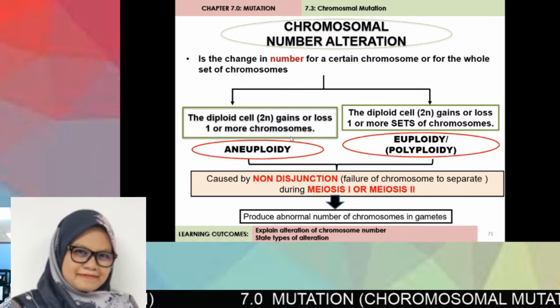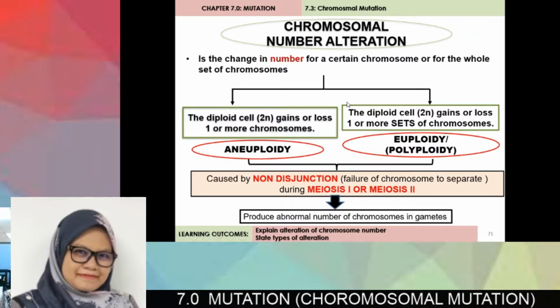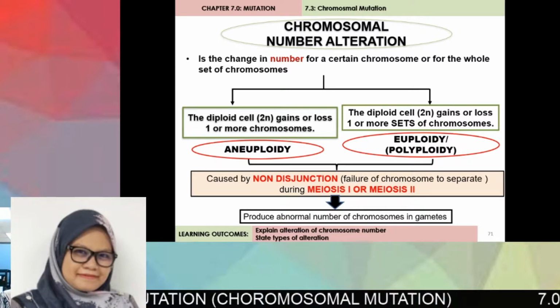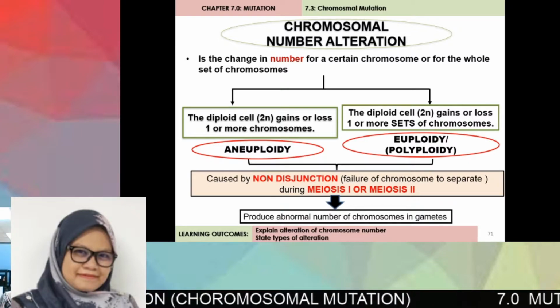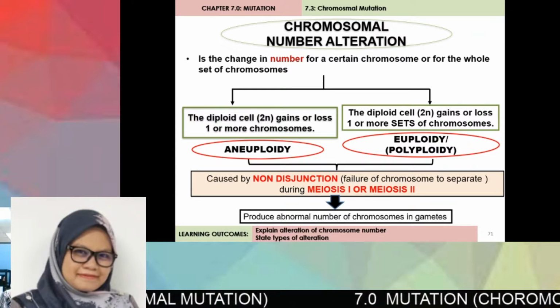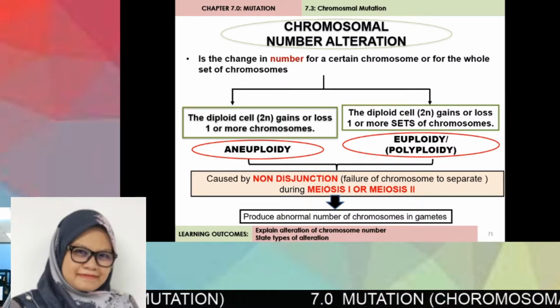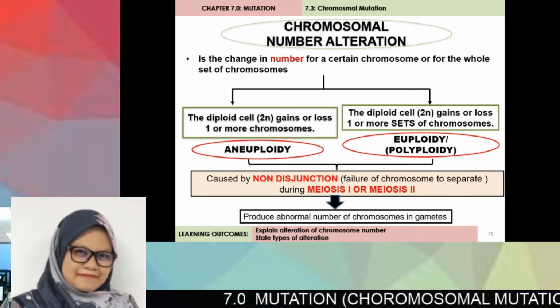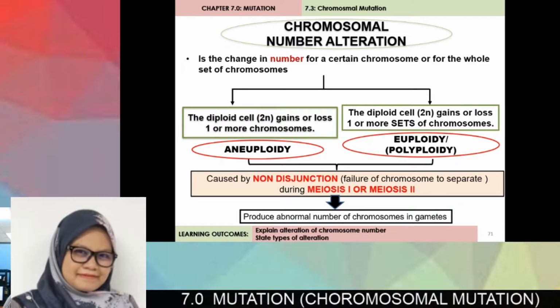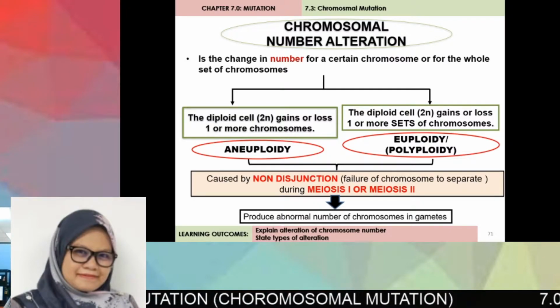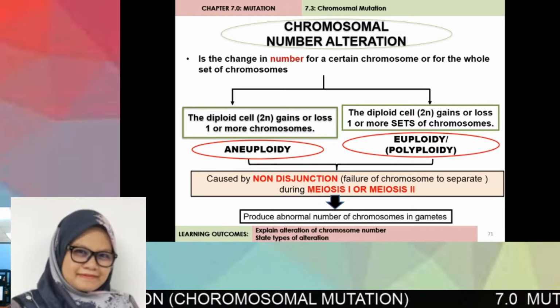Okay, contoh kalau yang normal individu, kalau manusia dia ada 46 kromosom. Tapi if the person ada 47 kromosom, so menunjukkan kat situ dia ada penambahan satu kromosom. So itu menunjukkan case aneuploidy. Individu itu ada 45 kromosom, kurang satu kromosom. So itu pun menunjukkan case aneuploidy di mana berlaku penambahan atau pengurangan satu atau lebih kromosom pada keseluruhan set.